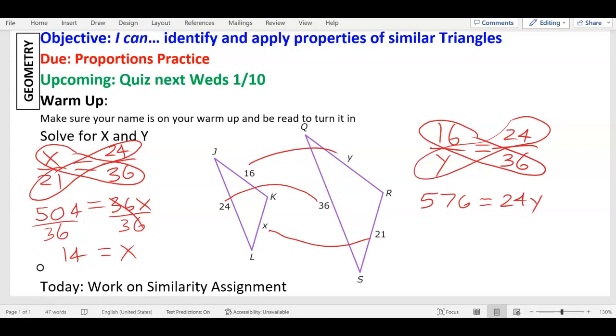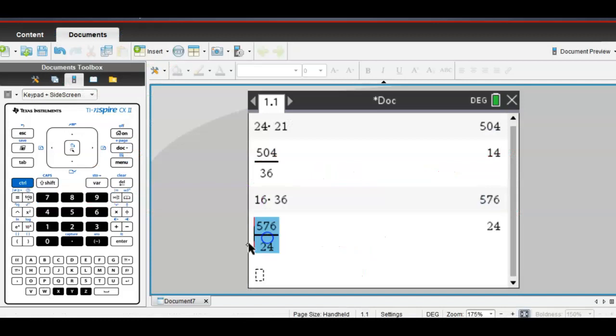So we cross multiply, and last step, to get y by itself, got to get rid of that 24. We divide to get rid of a coefficient. Divided by 24. Okay, so those 24s cancel out. What is 576 divided by 24? We get 24. Okay.